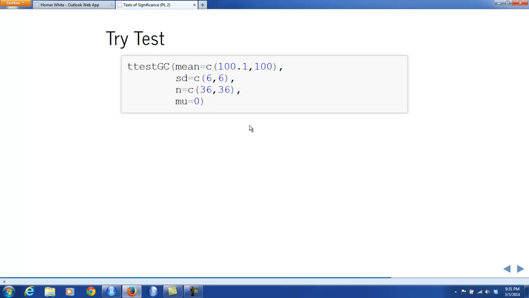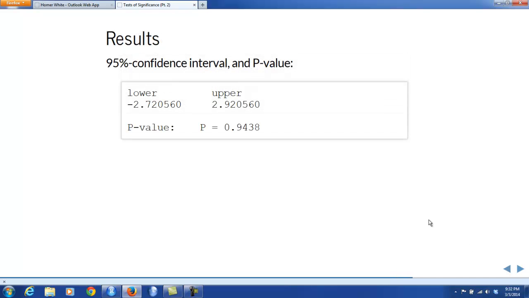So you might try out t-test GC. This is summary data, and so we put in for the mean the list of the two sample means that we've got. For the standard deviation argument, we put in the list of the two standard deviations that we got. And for sample sizes, we put in the list of the two sample sizes we got. The null hypothesis thinks that mu1 minus mu2 is 0, and so we set the mu argument to that. By default, we'll be looking for a 95% confidence interval, and here we go.